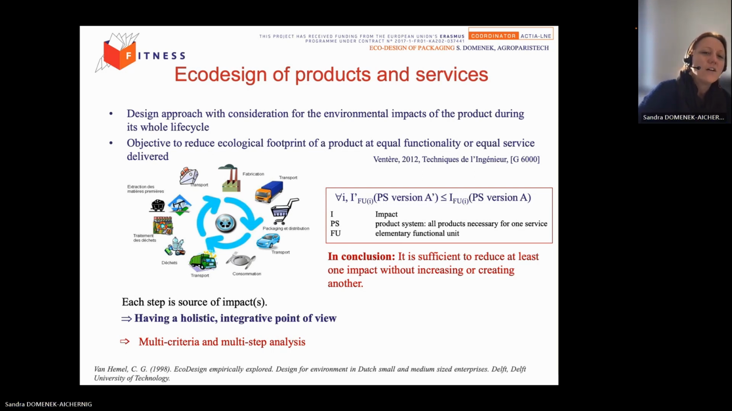And so when the whole ecological impacts of the new ones are smaller than the ancient version, you can claim eco-design, which means that in conclusion it is sufficient to reduce at least one ecological impact, without increasing or creating another, in order to have done an eco-design of products and services. So this is very easy to be said. It is often quite difficult to be done, and it requires you having a holistic integrative point of view and doing a multi-criteria and multi-step analysis of your product in all its use phases.